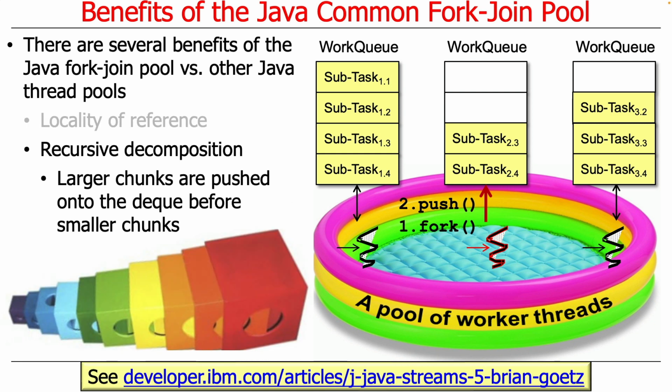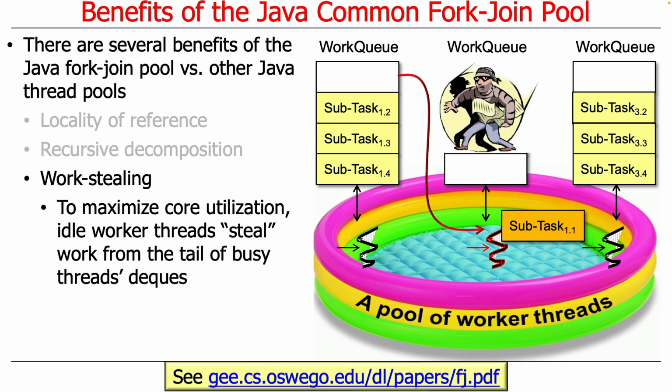We also get recursive decomposition. Typically, the way this works, as we've seen, is we take a big chunk of data and we split it up successively until we have lots of little chunks. The larger chunks are pushed onto the deck before the smaller chunks. And therefore, when work is going to be stolen, it's stolen from the end of the deck, so you get a bigger chunk at the end. That, of course, is the next benefit, work stealing.